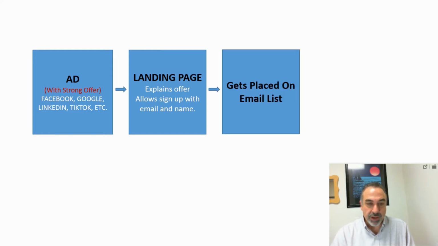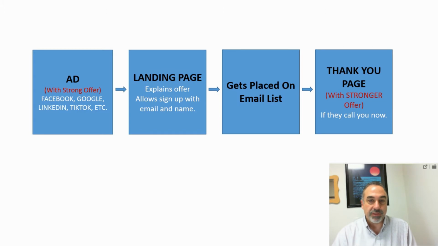Now, once they do that, they get placed on an email course list. We call them email service providers. You can have GetResponse. You can have MailChimp, doesn't matter. It needs to be somewhere that you can manage the email list. So as soon as they hit Get Offer, which is going to be a button on that landing page, they're going to get placed on the email list, and then they're going to go to a thank you page.